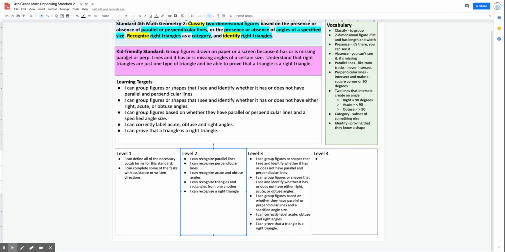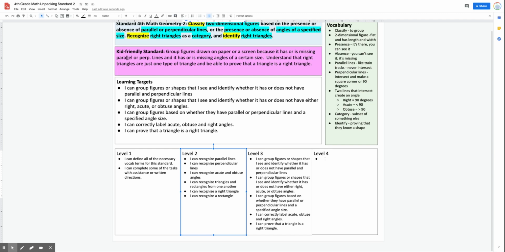I can recognize rectangles, but I can't necessarily prove that it's a rectangle, right? How do I know it's a perfect rectangle? It might look like a rectangle, but what if that one line is off by 1 degree? Is it still a rectangle? So this is where your level 2 is.